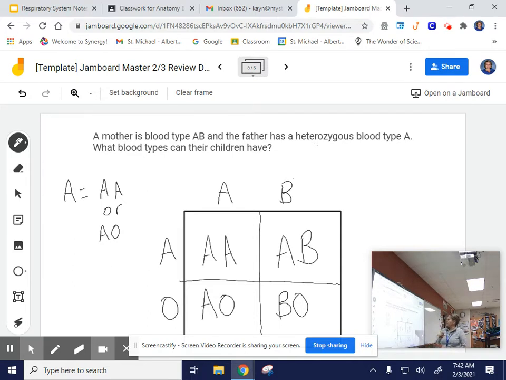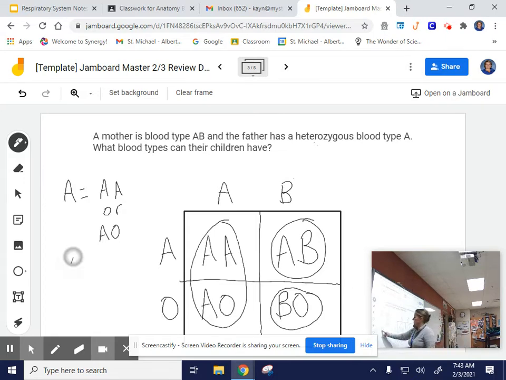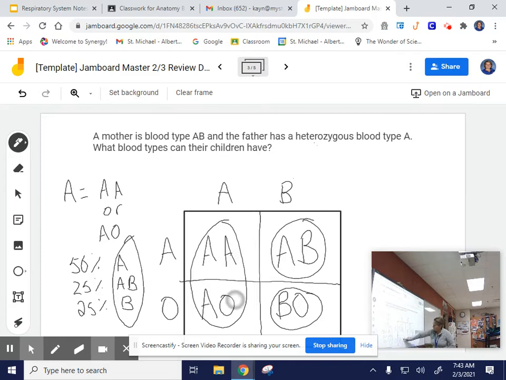So what blood types can their children have? These two would result in A blood type. This would result in an AB, and this would result in a B. Okay, so 50% A type, 25% AB, and 25% chance of B. These are the phenotypes. These are the genotypes. Okay, so just a review of that.